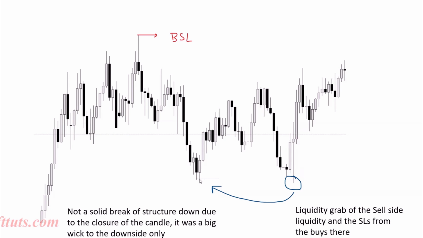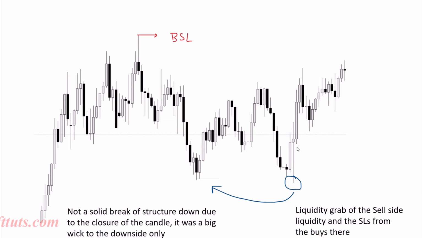Now, if you take a quick look at the bottom, there's equal lows. You've got to understand, if there's a clean break of structure right there, then we'll possibly be seeing a retracement and then more bearish movement. However, we didn't get a clean break of structure down due to the closure of this candle right here. It was only a wick to the downside.